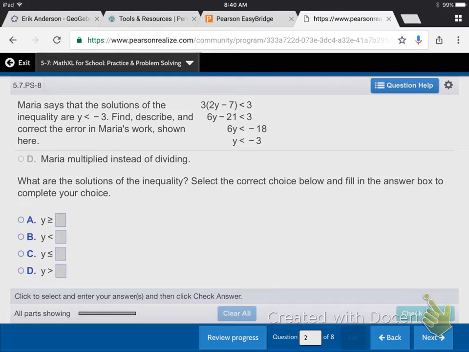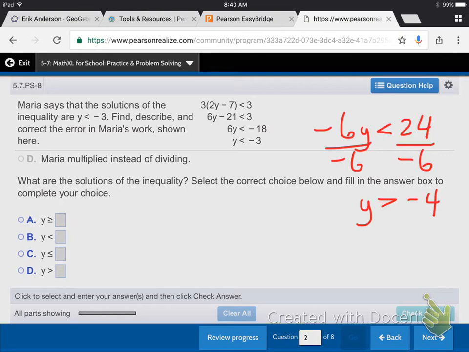And now we want the solutions of the inequality. So where I left off was I said that negative 6y was less than 24, right? And now we're going to divide by negative 6. And that's going to leave me with y is greater than, remember we've got to switch the inequality, negative 4. So we would choose answer choice D, this one, and fill in negative 4 in our square right there.